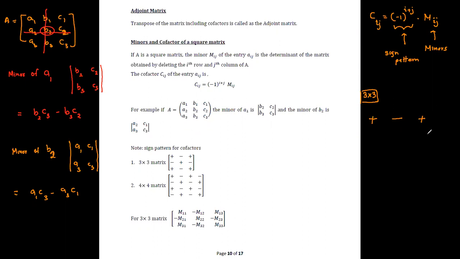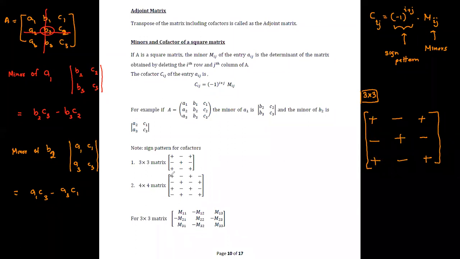Then we have to write the next sign opposite to this plus sign, exactly right down here. Then you have to come around in this way, so this would be plus, then minus. Then again the opposite sign, minus and plus. Therefore, this would be considered as the sign pattern for a 3 by 3 matrix.